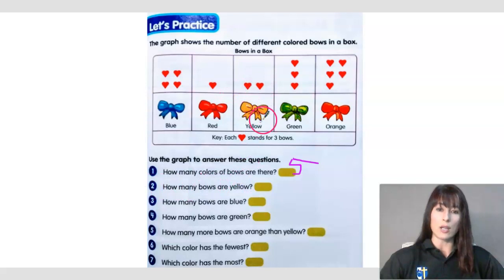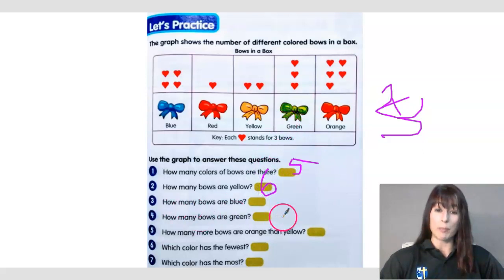Now, how many bows are yellow? I'm going to look at the yellow label and the yellow picture, and I will see how many symbols we have. Well, they say we have 2 symbols, but each stands for 3. So I need to do here 2 multiplied by 3. Okay. Well, that was horrible writing again. And that is 6. Excellent.